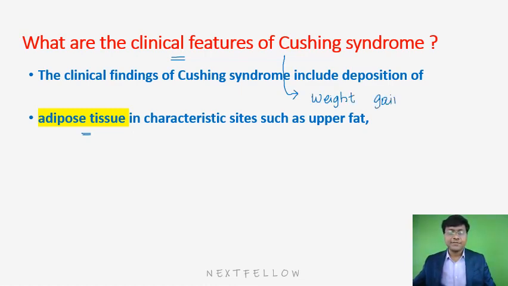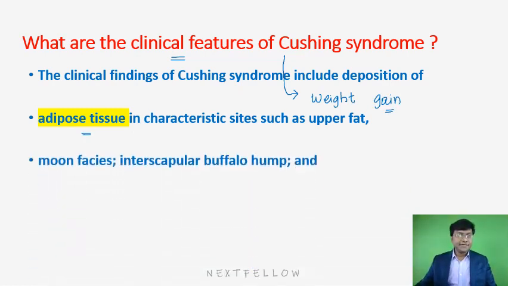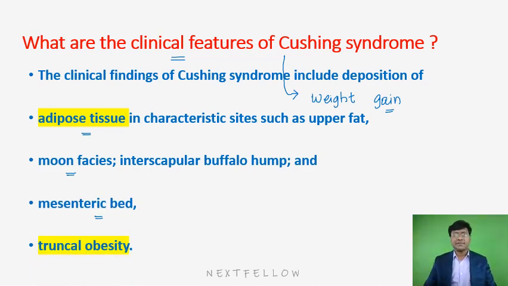Right, the earliest feature of Cushing syndrome is weight gain. Then the other features include the moon facies, interscapular buffalo hump, and mesenteric bed of fat, that will result in abdominal obesity, and that is nothing but your truncal obesity. So these are the earliest changes that will appear in patients with Cushing syndrome.